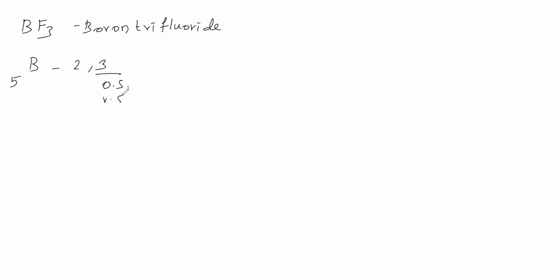Next molecule we'll take boron trifluoride, BF3. B is boron, 3 is tri, F is fluoride. In boron, atomic number is 5, electronic configuration 2, 3. This 3 is the outer shell, otherwise the valence shell. This valence shell has 3 electrons, which we have written in the form of 3 dots.